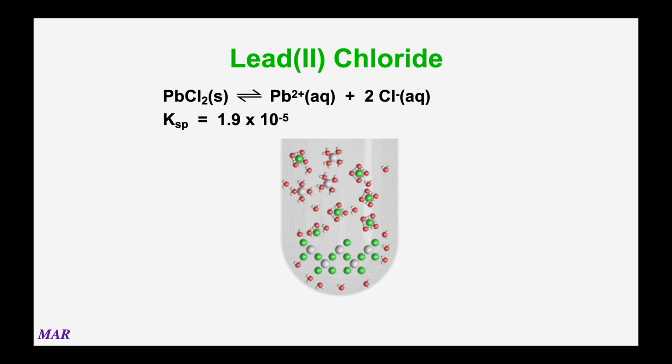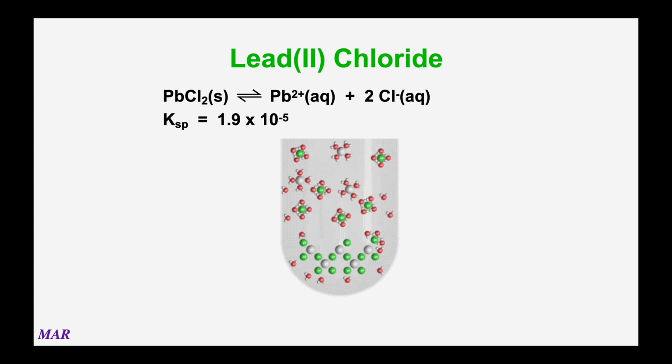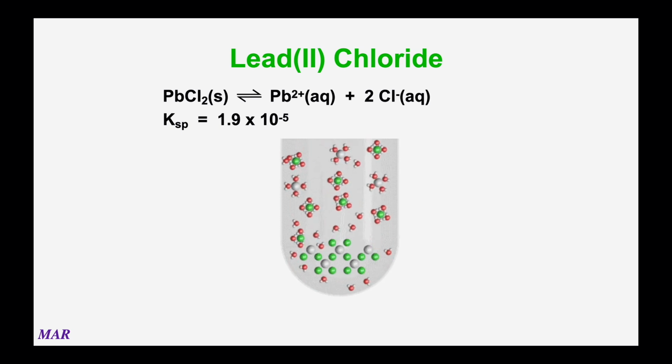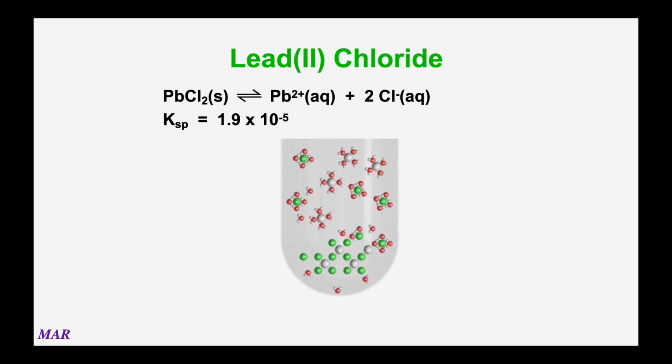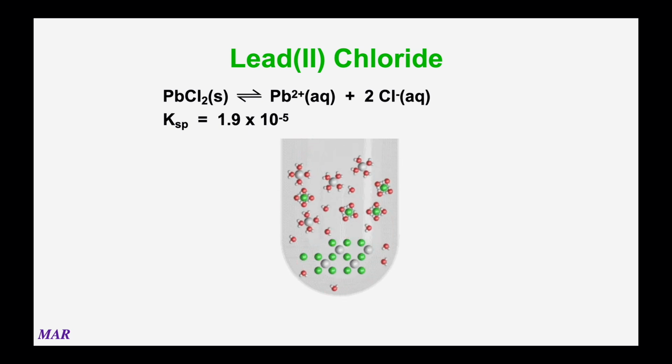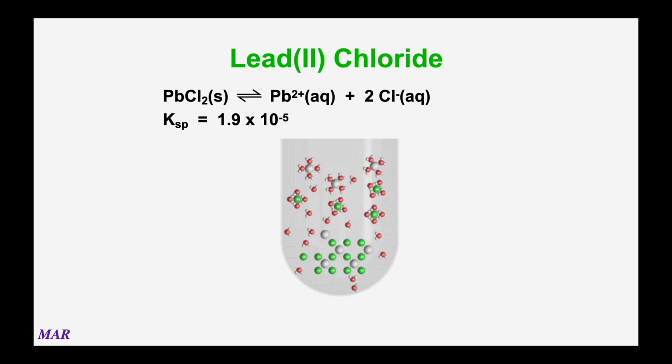Those ions can reattach to the solid, while other ions can dissolve. A state of dynamic equilibrium is reached, in which the concentrations of ions are constant and can be described by an equilibrium constant expression. The Ksp for lead(II) chloride is 1.9 times 10 to the minus 5, and we can figure out what the solubility of lead(II) chloride is from the Ksp.